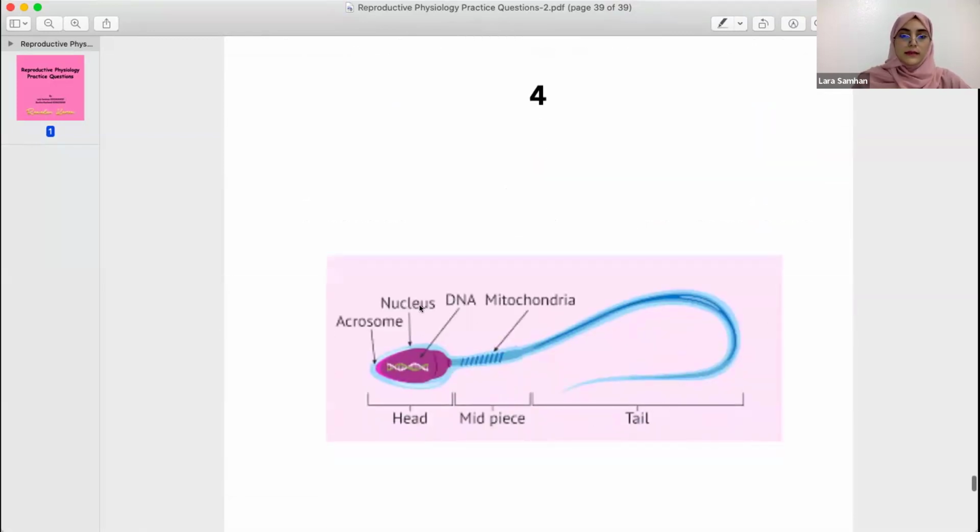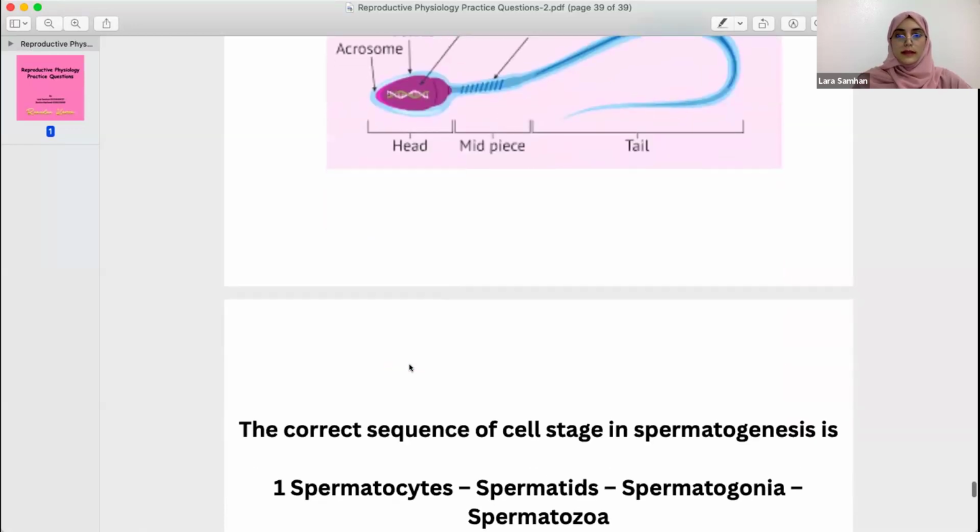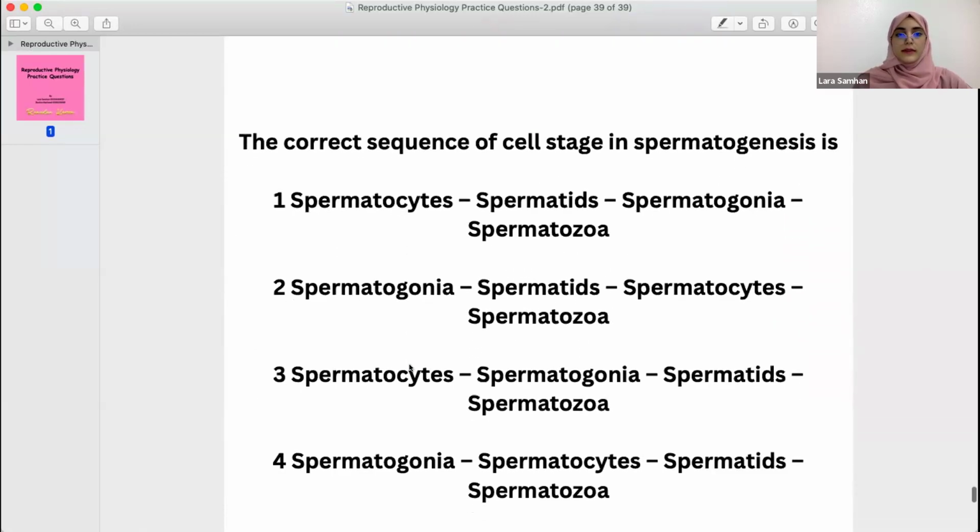As you can see here, the sperm, this is the head, and this is the tail of the sperm. We have mitochondria. The genetic material, which is the DNA and everything, is available in the nucleus, which is inside the head. This is why the genetic material is the only thing that will aid in the fertilization with the oocyte, and then we have the whole embryo. Okay, perfect. So moving into the next question.